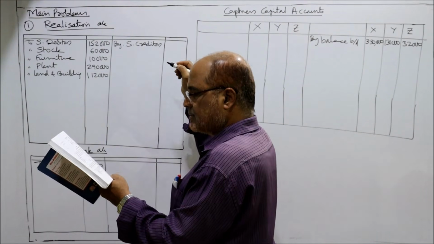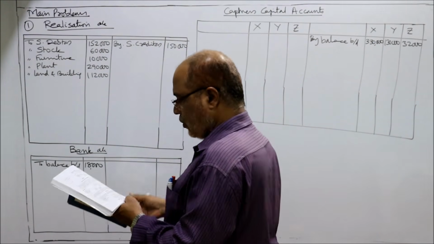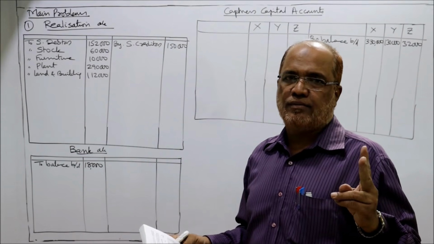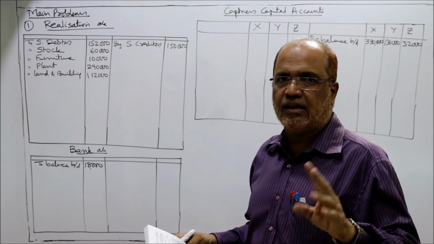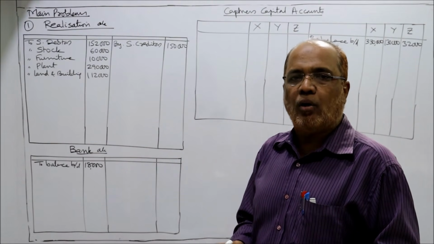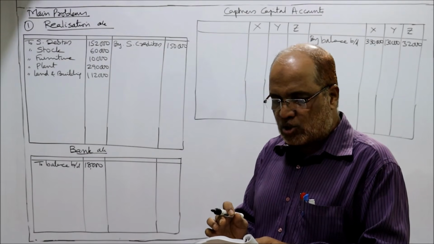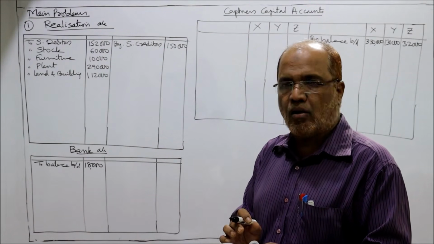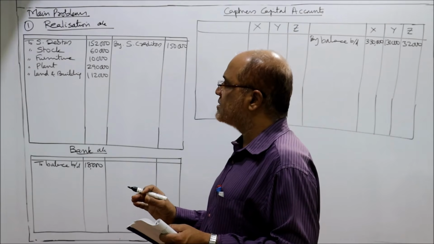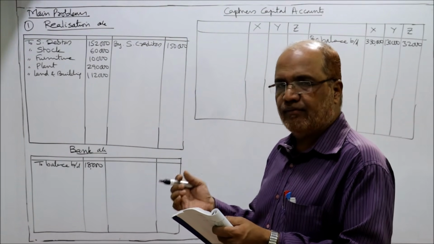By sundry creditors, it is 1,50,000. Over. Two entries are posted. First, transfer liability assets. Second, transfer liability. Third one is assets sold. All the assets are sold. The assets realized: land and building, plant, stock, furniture, debtors. All the assets are realized. Right? 5 assets are there. 1, 2, 3, 4, 5.